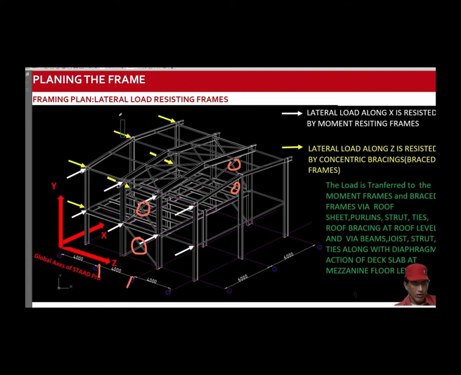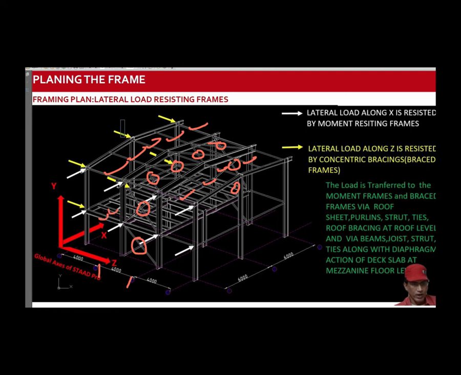So whatever lateral load is generated because of wind or because of earthquake or seismic regions, at the roof level they will be transferred to the roof level bracings through studs and ties and a flexible diaphragm provided by the roof sheeting. While at mezzanine level, they will be transferred to this concentric bracing through deck sheet or semi-rigid concrete diaphragm that is being provided by the concrete deck slab.